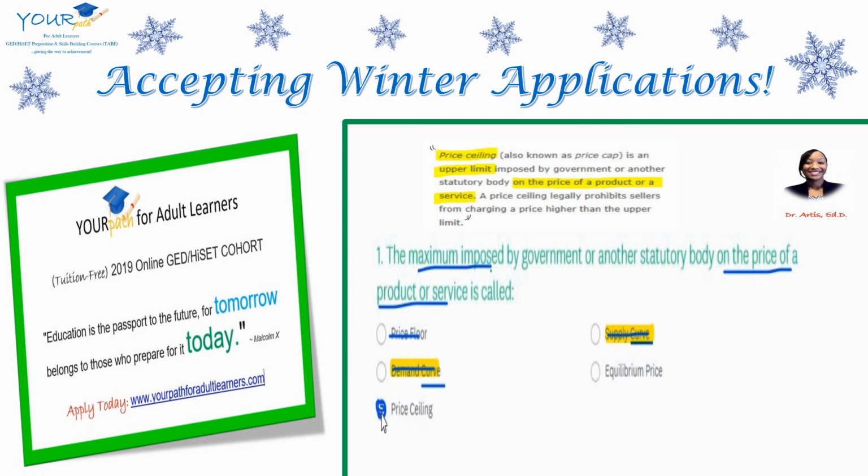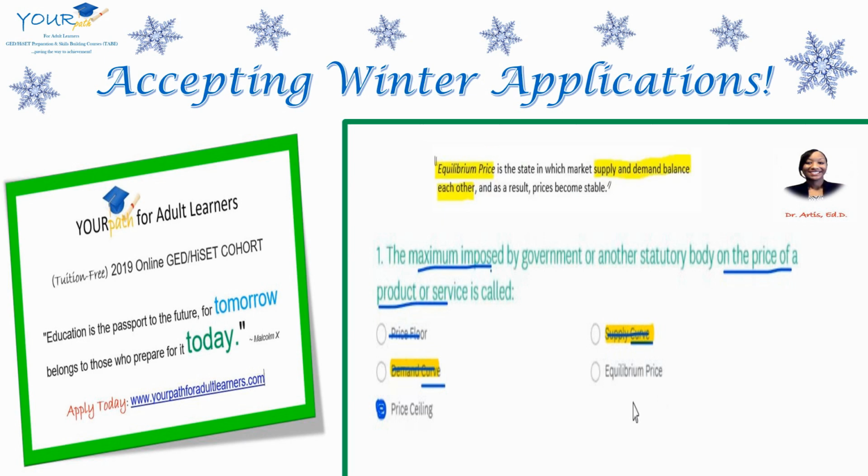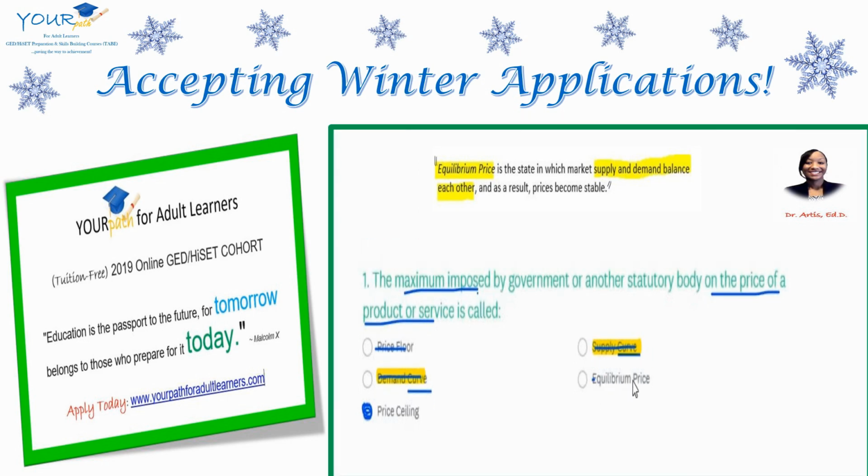Now, we do have the correct choice here, but I do want to discuss equilibrium price. When we look at the word equilibrium, we know that it is the balance of two things. Equilibrium means the balance between supply and demand, therefore stabilizing the price market. So we can cross out equilibrium because it doesn't apply in terms of answering our test item.